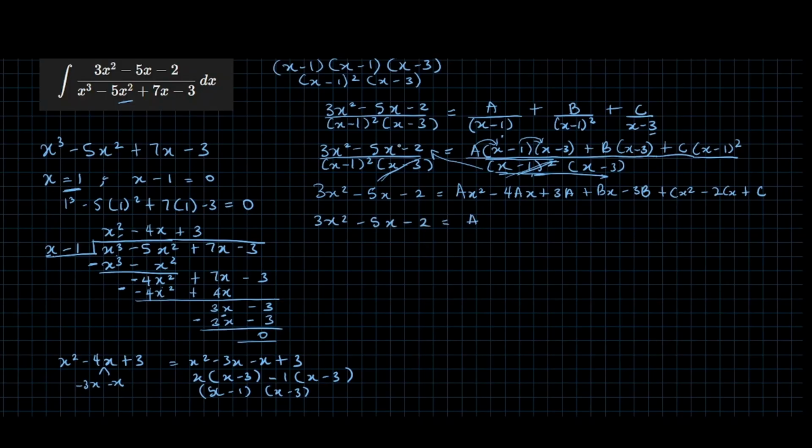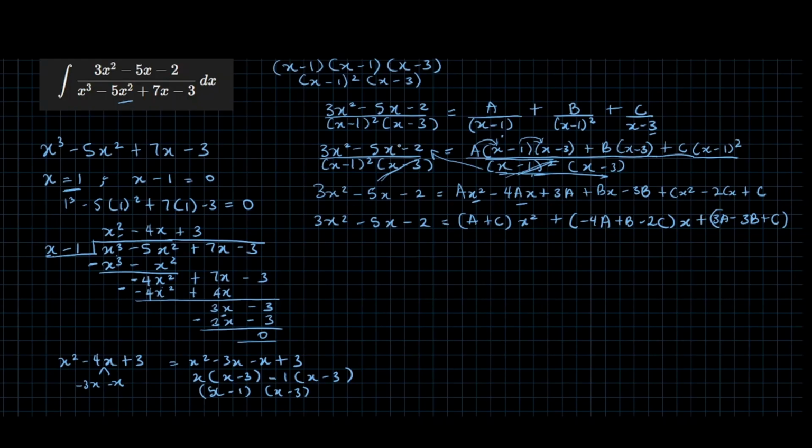Now I'm going to group them in order to compare coefficients at the end. It's going to be a. Who else has x squared? C. So it will be a plus c x squared. Next, who has x? Minus 4a plus b minus 2c. They all have a coefficient of x. Plus 3a minus 3b plus c. These are the constants.